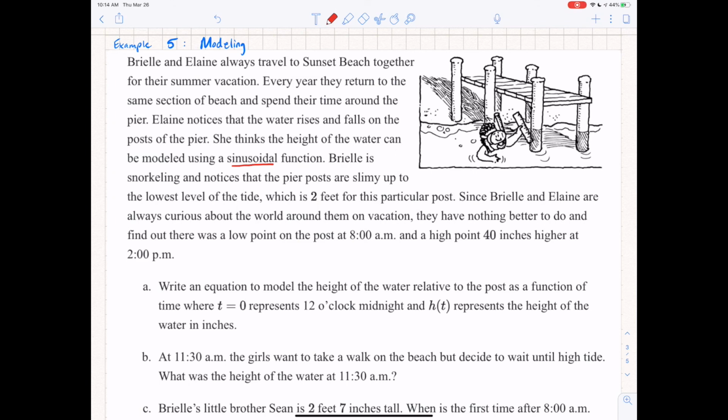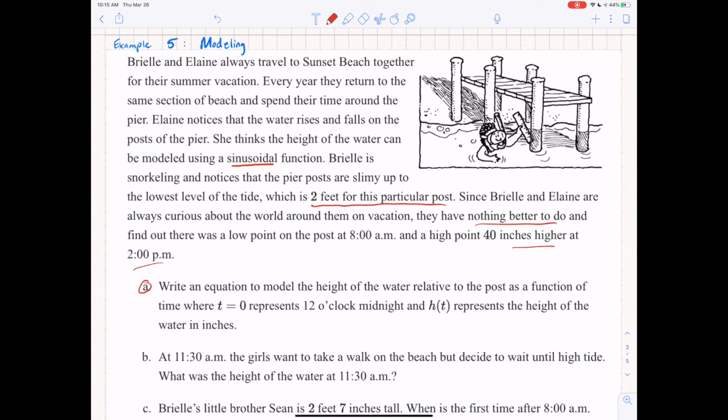Burrell is snorkeling and notices that the pier posts are slimy up to the lowest level of the tide, which is 2 feet for this particular post. Since Burrell and Elaine are always curious about the world around them on vacation, they find out that there was a low point on the post at 8 a.m. and a high point 40 inches higher at 2 p.m. So they're going to be working through this math problem to try and model this stuff.